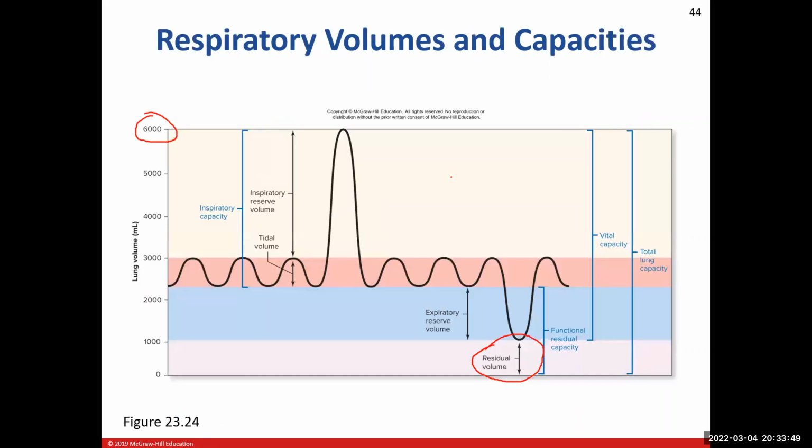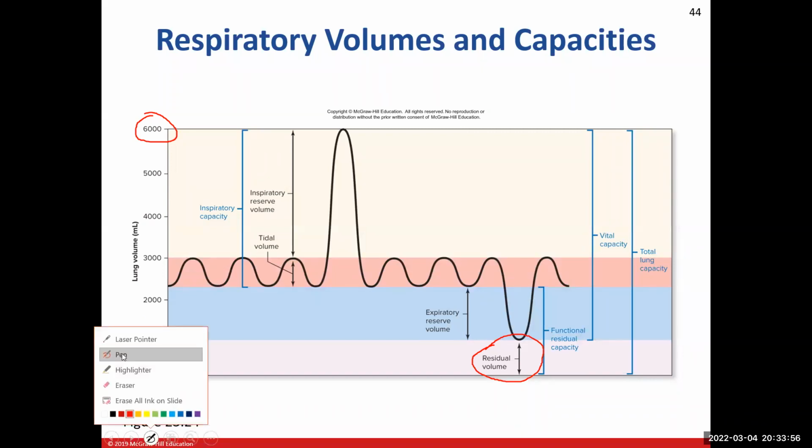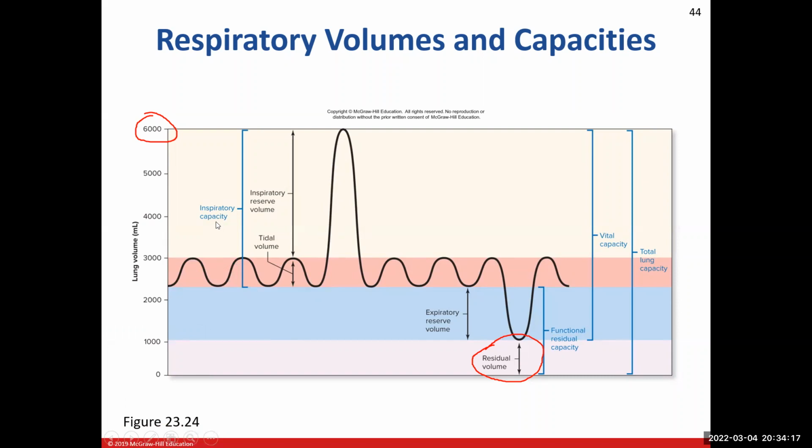So let's take a look at our picture. You'll see here's our tidal volume, those little ups and downs right here. So now what we're going to do is measure tidal volume all the way up to the top of that big deep breath in that you took. And all of those values, or numbers, are what we use to calculate the inspiratory capacity.